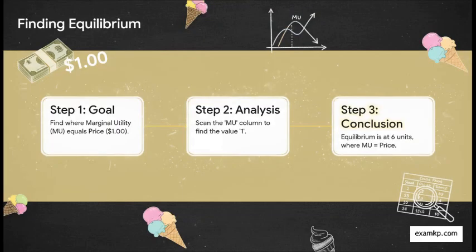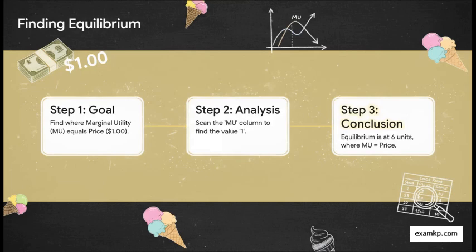It's a simple three-step process. Step 1, what's our goal? Remember the golden rule? We need to find where marginal utility equals price. In this case, that's $1. Step 2, let's scan down the MU column. We're hunting for the number 1. Keep looking, keep looking. There it is, right next to 6 units. So step 3, we found our answer. The conclusion is equilibrium happens at 6 units of ice cream. Why? Because if you bought a 7th scoop, your marginal utility would drop below the price.